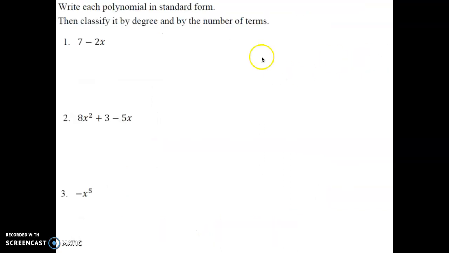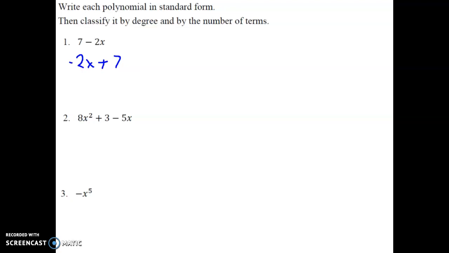Okay, let's practice with some of those. So I have several examples for us to work through. And what we're going to do first is put it into standard form. That means to put it in descending order from the highest exponent down to the smallest exponent. So 7 minus 2x there, that's written backwards. The negative 2x should be first because x to the first comes before x to the 0. All right, so now I have it written in standard form based on its degree.